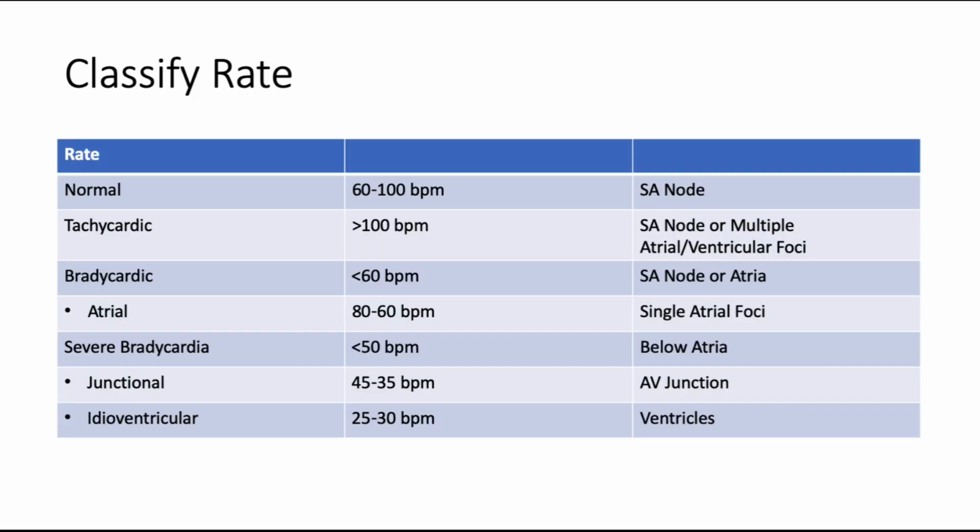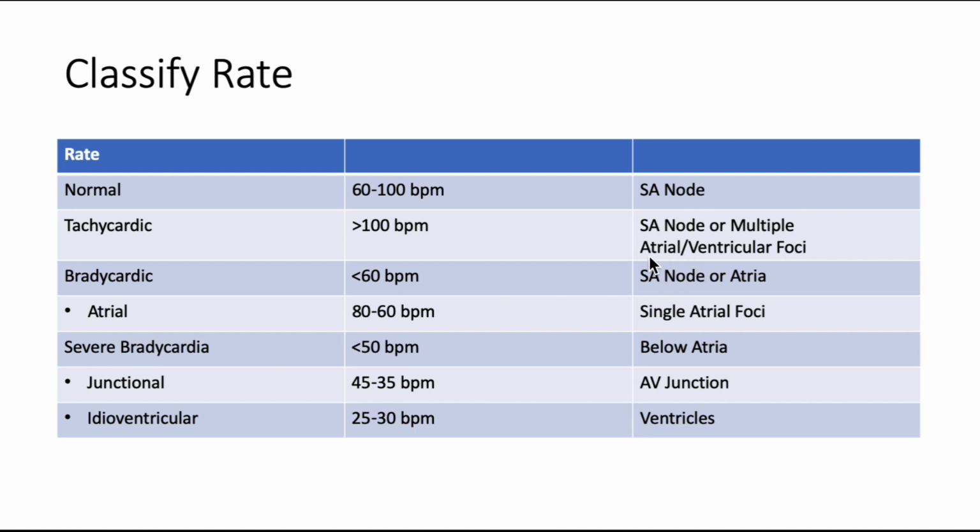From there, we want to classify the rate. So here you have the rate classification. You have the beats per minute, and you have where in the heart that's actually firing from. If you're seeing a rate of anywhere from 60 to 100 beats per minute, that's usually coming from the SA node. That's normal. If it's higher than that, it could still be coming from the SA node, just rapid firing, or it could be multiple foci from either the atria or ventricles that are firing all at different times, causing this rapid heartbeat.